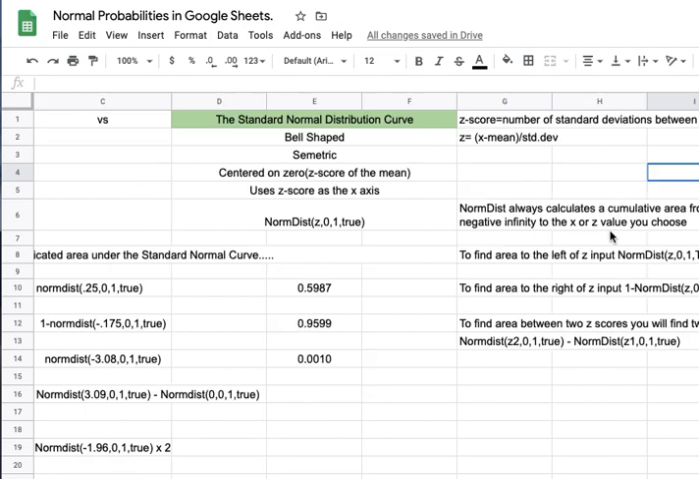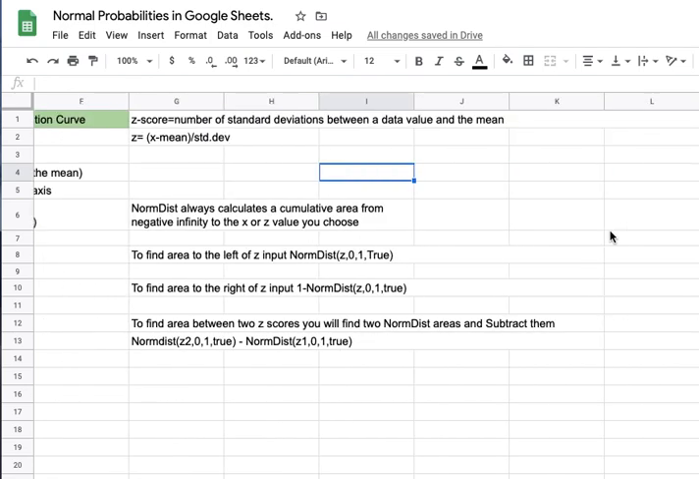It's important to note that NORM.DIST always calculates a cumulative area from negative infinity, that's way out on the left-hand side, to the x or z value that you choose. So it's always going to calculate the area on the left-hand side of your x or z value. So if you're looking to find that as an answer, you are talking about a question that uses the words less than or below a z value. You're simply going to input NORM.DIST, z, 0, 1, true.